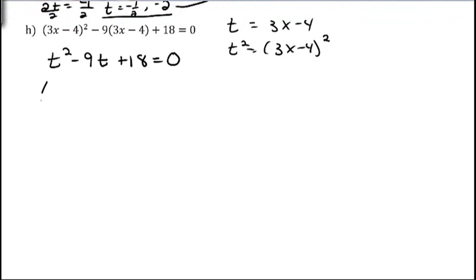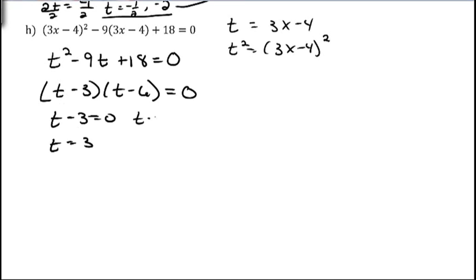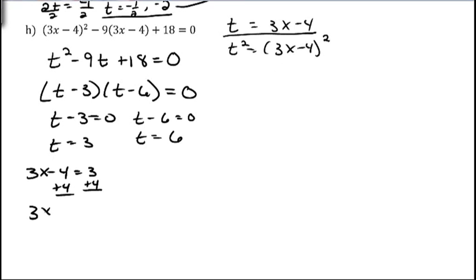And we can actually factor this. We can factor 18, so the sum gives us negative 9. It would be minus 3 and minus 6. So t minus 3 equals 0 is going to give me t equals 3, and t minus 6 equals 0 gives me t equals 6. So now we need to replace the t with 3x minus 4. So that's 3x minus 4 equals 3. Add the 4 to both sides, and we get 3x equals 7, and then divide by 3. So we get x is equal to 7/3.